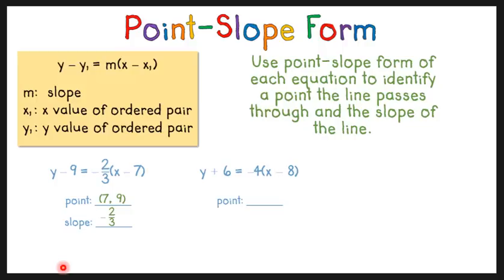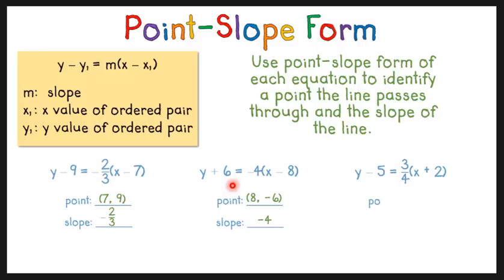Looking at another example, we have the equation y plus 6 equals negative 4 in parentheses x minus 8. Our x1 value is right here, so that would be 8. Looking at our y sub 1, this says y plus 6. Keep in mind that in those last two examples where we had y minus, if it ends up being a positive 6, it has to be y minus a negative 6. So in this situation, our x value is a positive 8 and our y value is negative 6. Our slope is located right here in the formula, so our slope is negative 4.